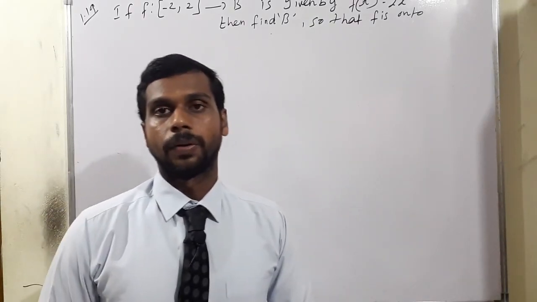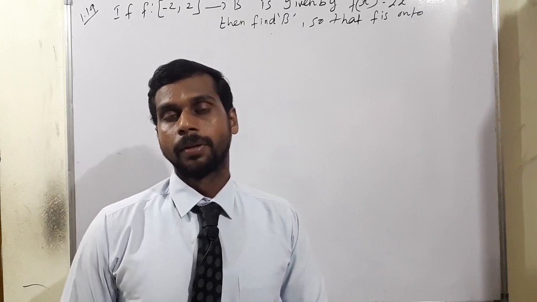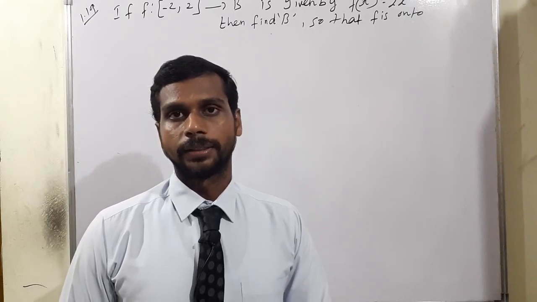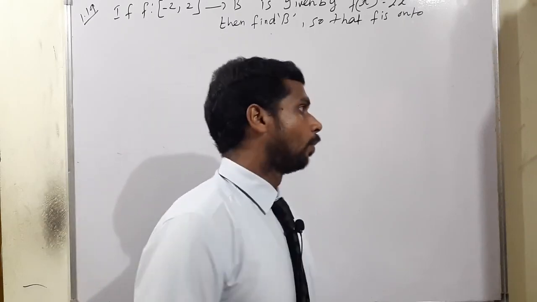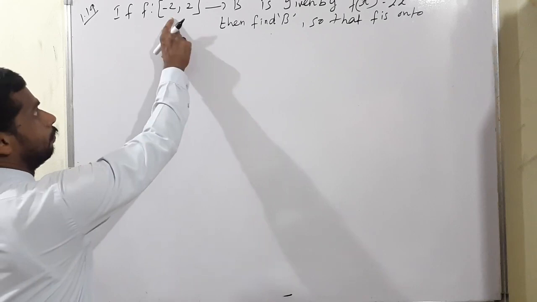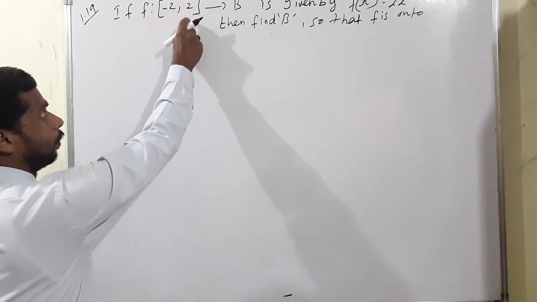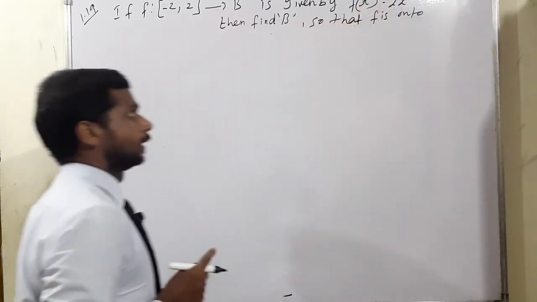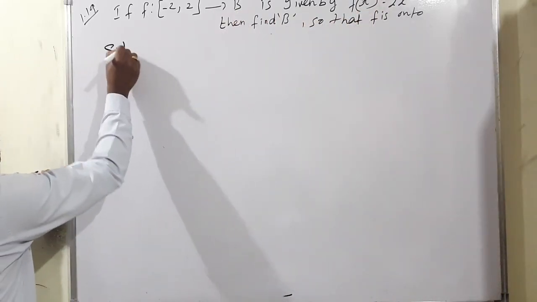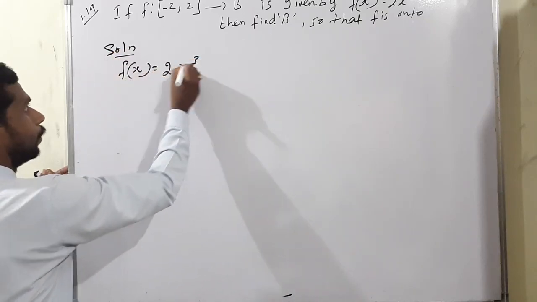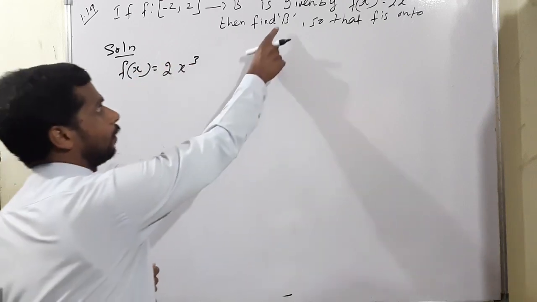In this conversation, we are going to continue the examples from chapter number 1. What is the name of chapter number 1? Sets, Relations and Functions. I am moving to example 1.19. Given the condition f from the closed interval [-2, 2] to B is given by f(x) = 2x cube. Then find the value of B.